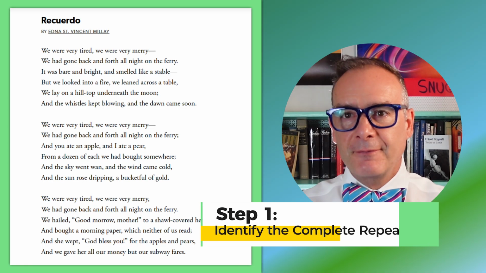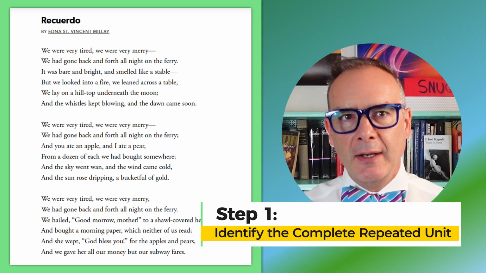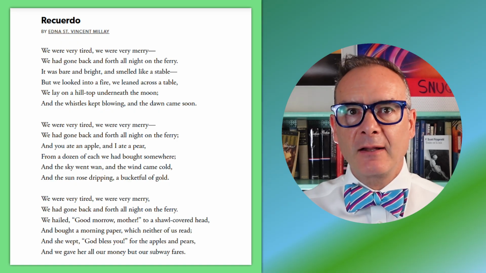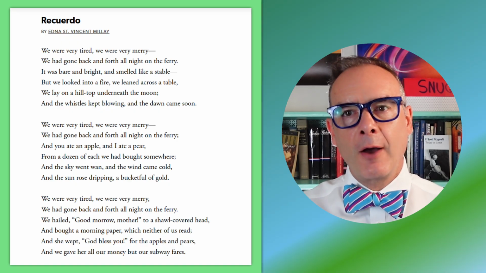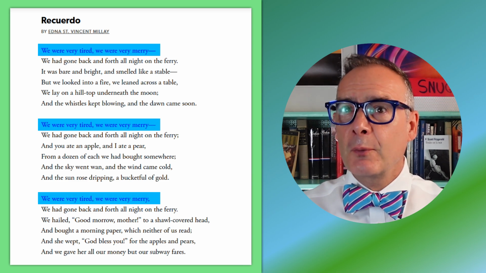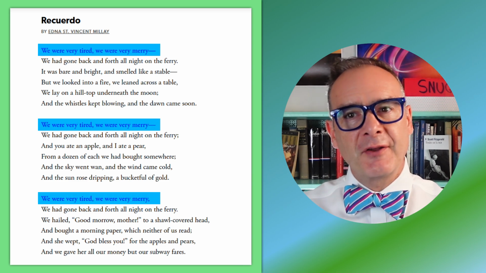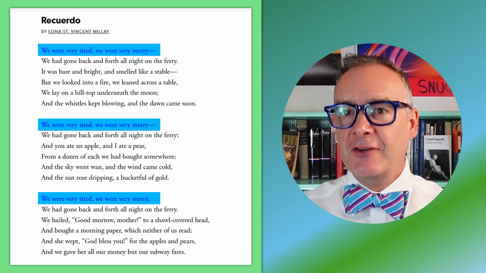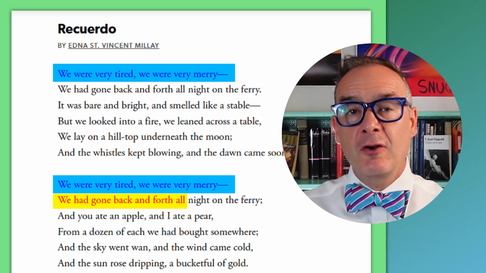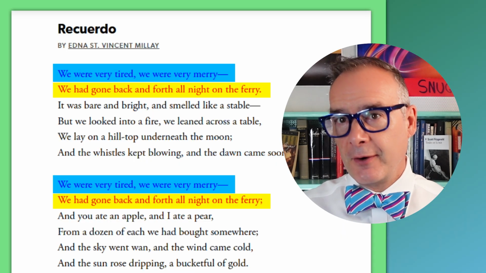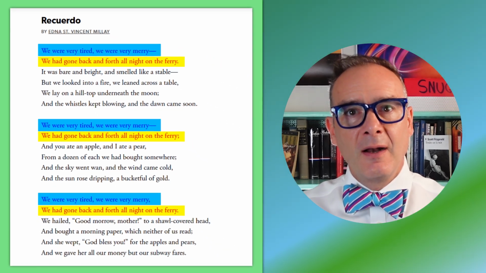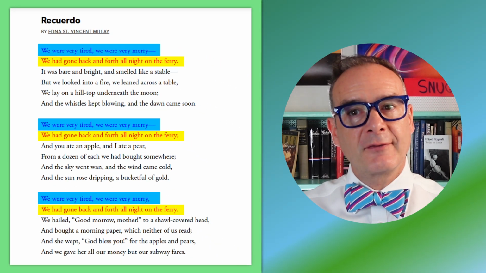Step 1, identify the repetition as a complete unit. This is crucial. Don't break apart the repetition. Analyze the entire phrase that the author is choosing to repeat. It's true in Recuerdo, Millay does repeat the word "we," but she's repeating it as part of an entire unit in the opening of each stanza. She writes, "We were very tired, we were very merry, we had gone back and forth all night on the ferry." The complete 2-line unit here appears 3 times in the poem. That's what we analyze, not just the isolated words.